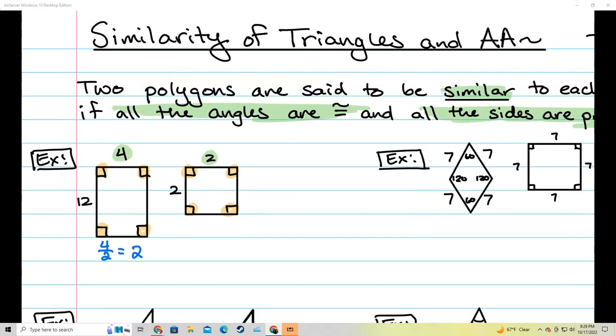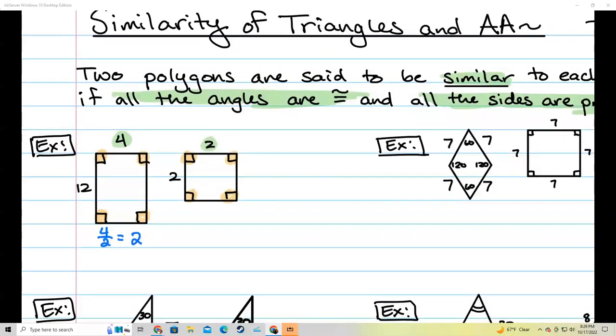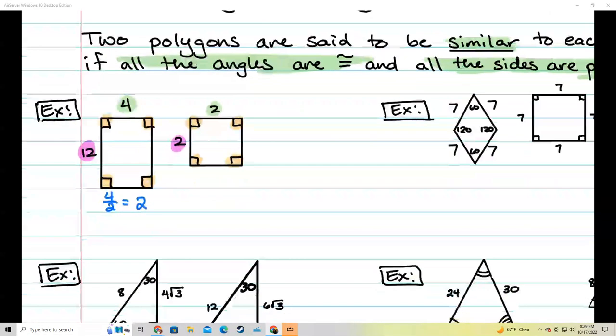Now that I decided to go big to small, you need to stay consistent the rest of the way. So the next time I start checking my other sides and see if they have the same proportion, I need to do it in the exact same order. So I'm going to take the 12 and the 2. Again, I decided big to small. Now I have to put the big one on top, which is the 12, and then the small one on the bottom. 12 divided by 2, that's going to be 6. And I noticed that these proportions are not the same. The first proportion gave me a 2. The second proportion gave me a 6. So I'm going to say these are not proportional.